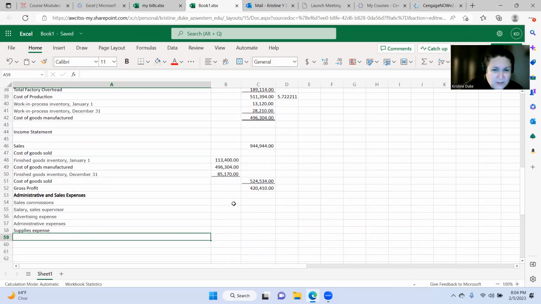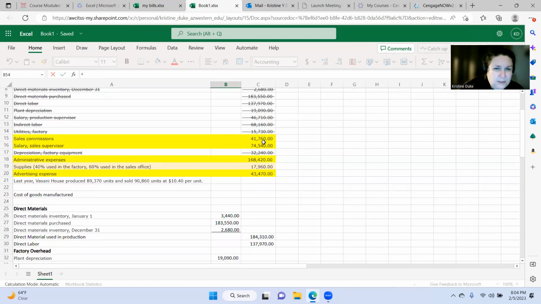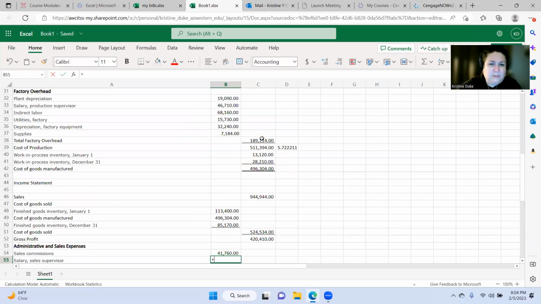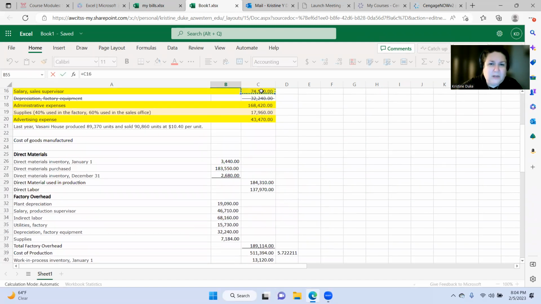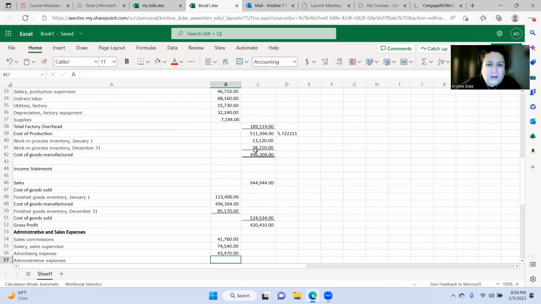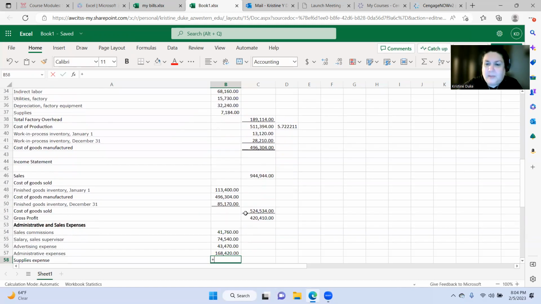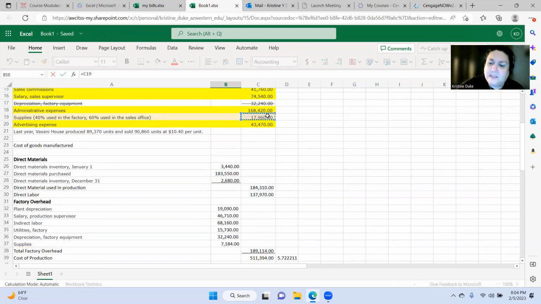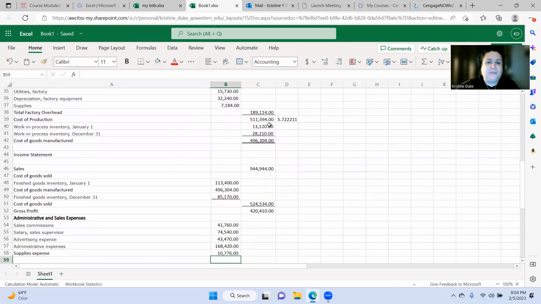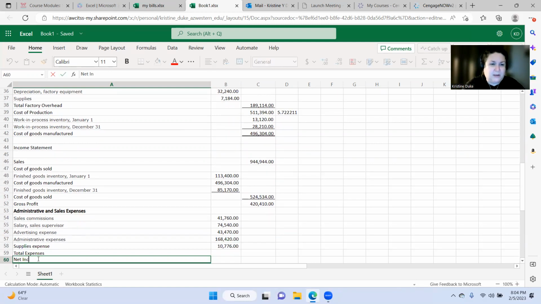So now I'm going to go ahead and I'm going to go less this one, less that one, less that one. Wait, that's administrative. Up, plus my administrative, and then plus this times 0.6. Okay. That's my total expenses. And later, my net income.